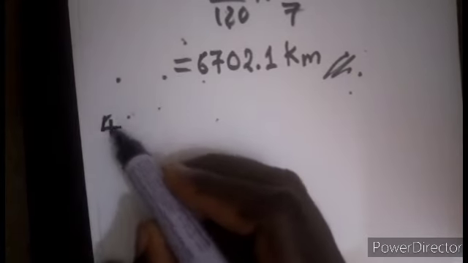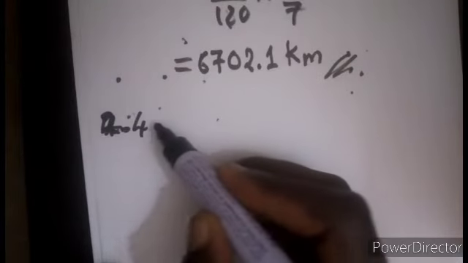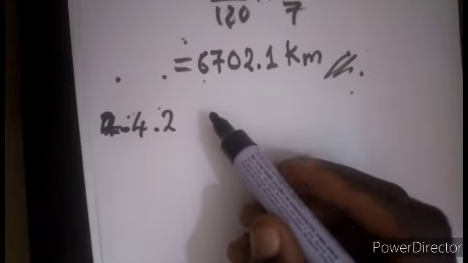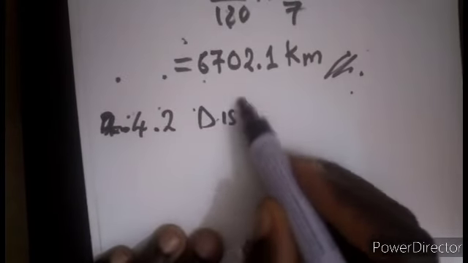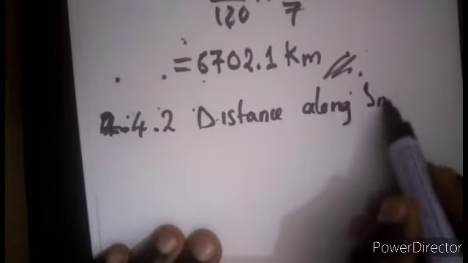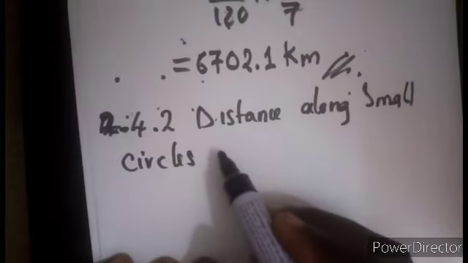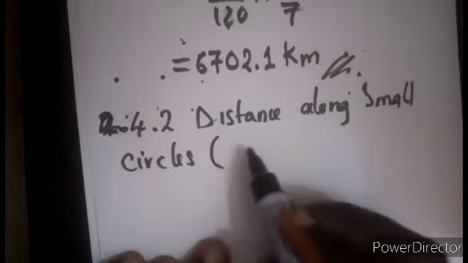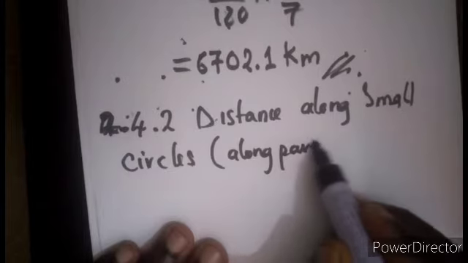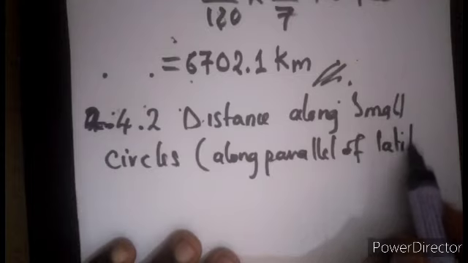So, 2.4.2 this time around. Here we have the distance along small circles, that is, along parallels of latitudes.